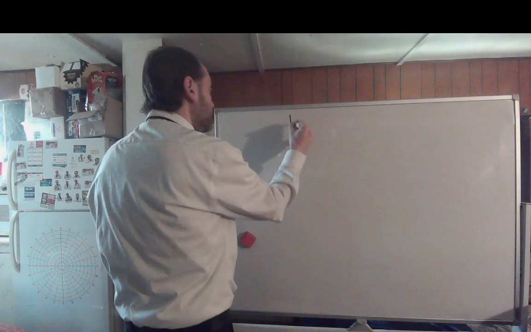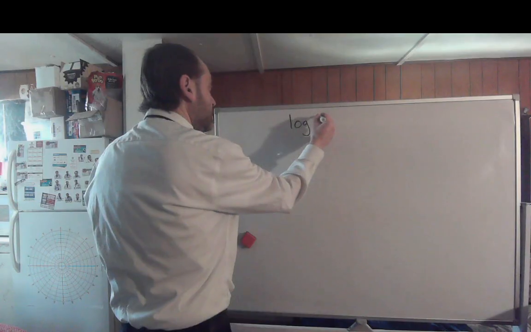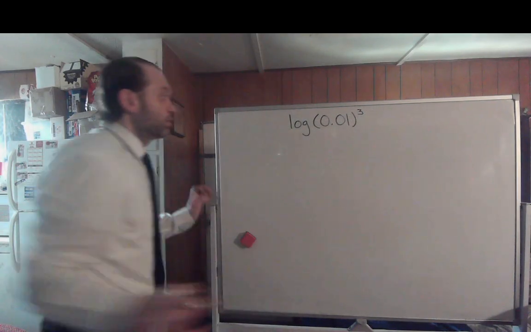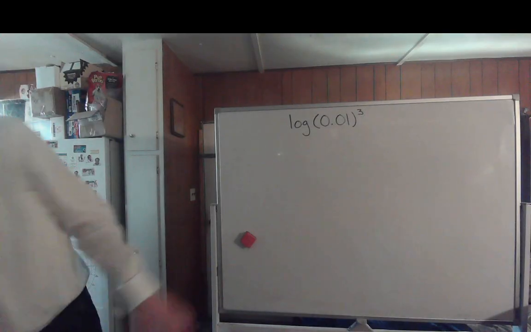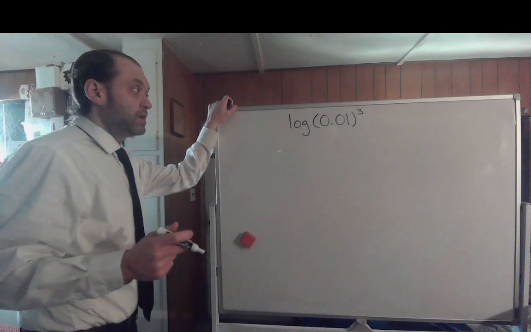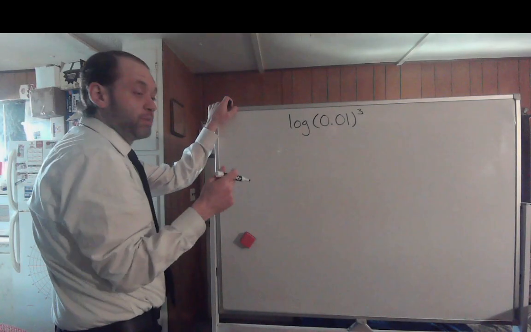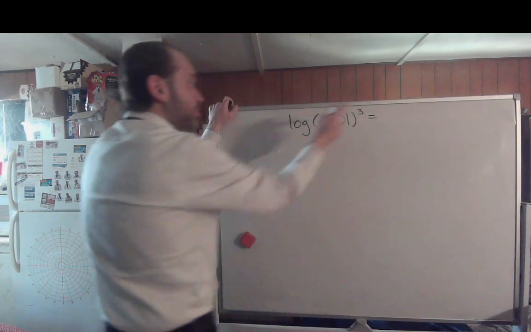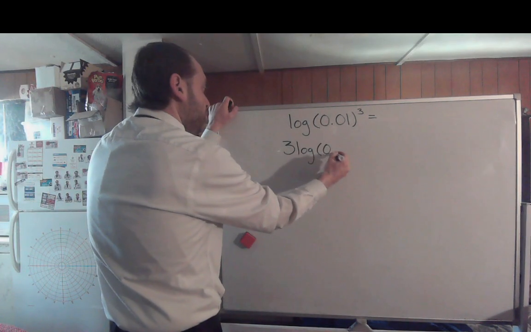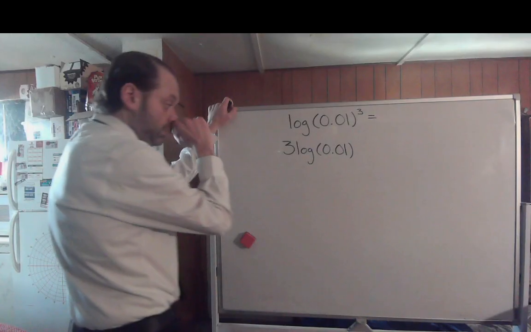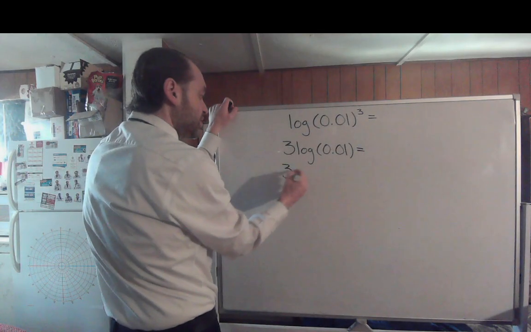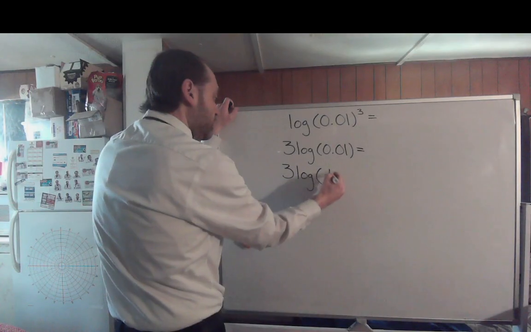Alright, let's see. We have log of 0.01 to the third power, right? This is really a good one here. So we have log of 0.01 to the third power. Well, first let's simplify by bringing that power down front. This will turn into 3 log of 0.01. Well, what is 0.01? That's 1/100th, right? So this would turn into 3 log of 1/100th.